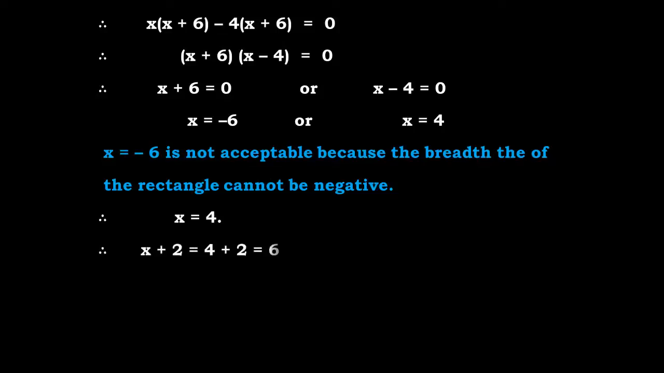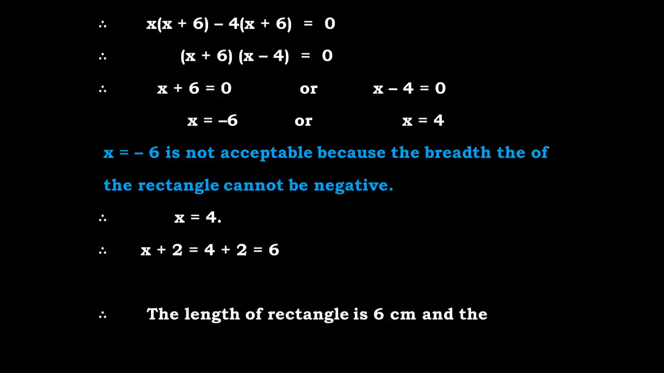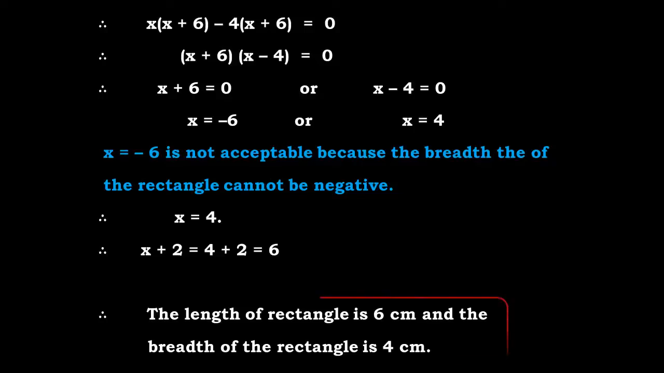So x plus 2 will become 4 plus 2, that is 6. The length of the rectangle is 6 centimeter and the breadth of the rectangle is 4 centimeter. In this way, by using the formula area of rectangle, length into breadth, you can form the equation and find the length and breadth.